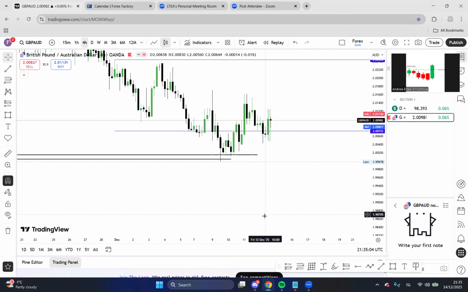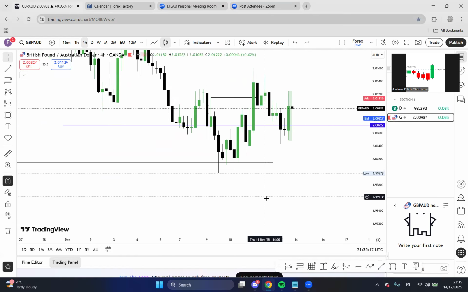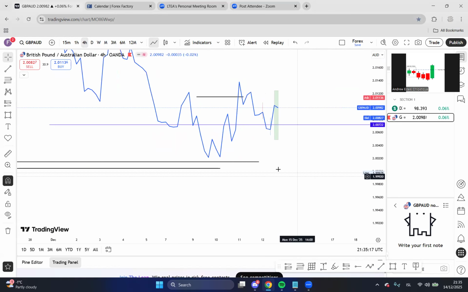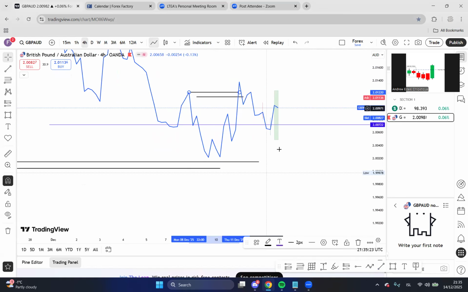Where was the last area price came from? You can call it this area. If you want to use this one, we haven't broken above that high, but you can call it, I can say, this high. It doesn't matter because if you go to your line chart, we are already closed above it. It depends. If you want to be using line chart, you can see this is the break.